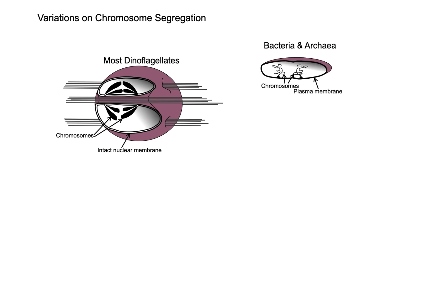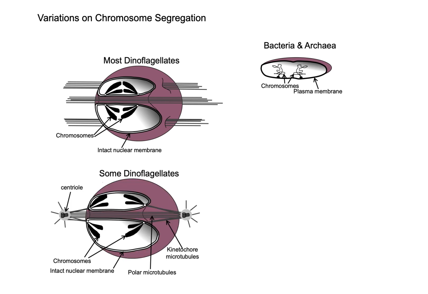And if you think about it, this resembles fission, the separation of the chromosomes in bacteria and archaea, where the cell membrane in this case does not break down. You just pull these things apart by attachments to the cell membrane. And that's similar to what's happening in dinoflagellates, but instead of this being the cell, now this is the nucleus of the cell. But it looks very similar to what happens in a bacterium or archaeon.